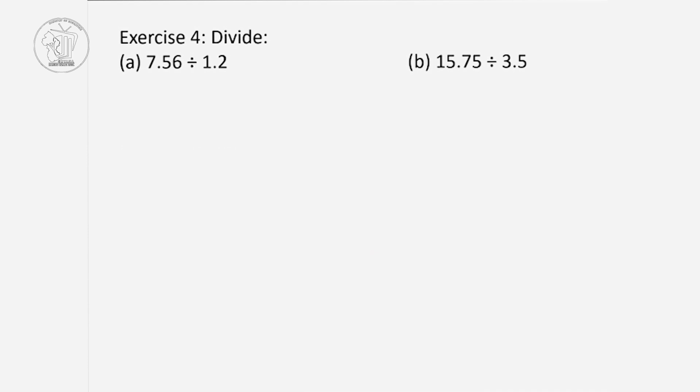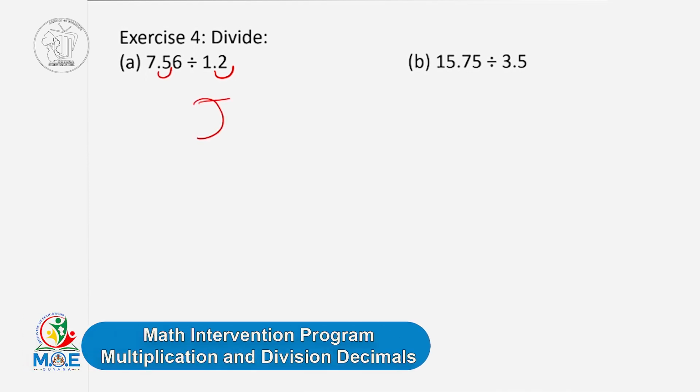So the first thing, we want to turn the 1.2 into a whole number. So we move the decimal point to the end. And because we jumped one time, we must move it one time here as well. So we will have 75.6 divided by 12.